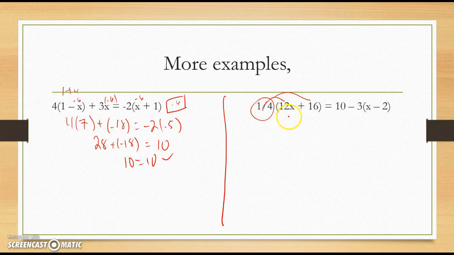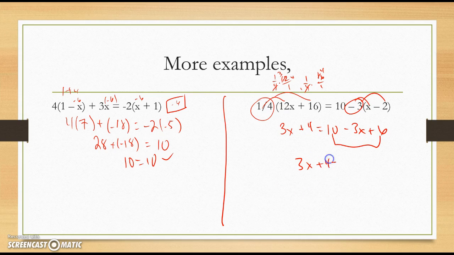So this is saying 1/4 of 12x. So it's really saying 1/4 times 12x over 1. Cross reduce. This is 3x. 1/4 of 16. So again, 1/4 times 16 over 1. Cross reduce. Plus 4 equals 10. Now with this -3, we distribute the -3. So 10 minus 3x plus 6. So combine like terms. We can combine that. So 3x plus 4 equals 16 minus 3x.